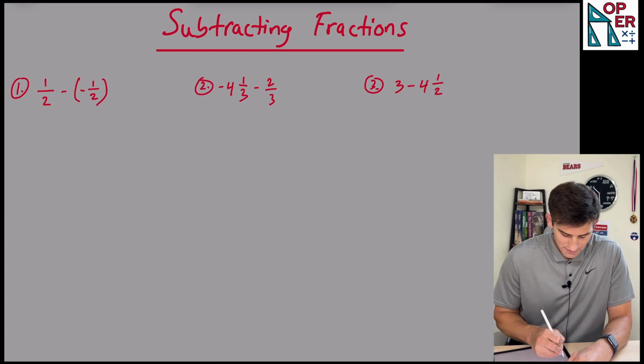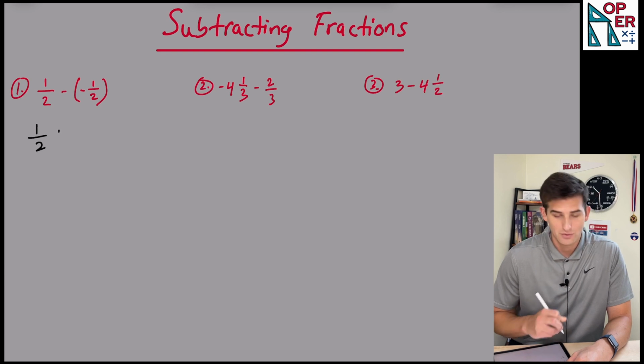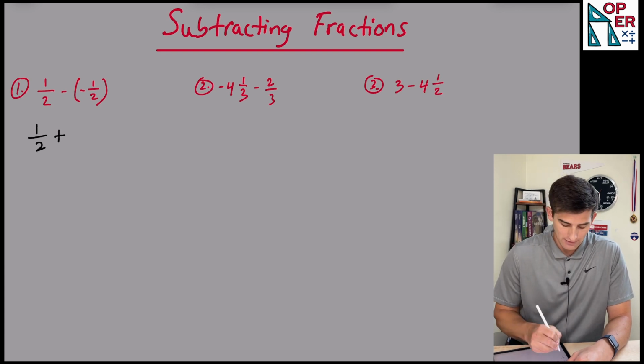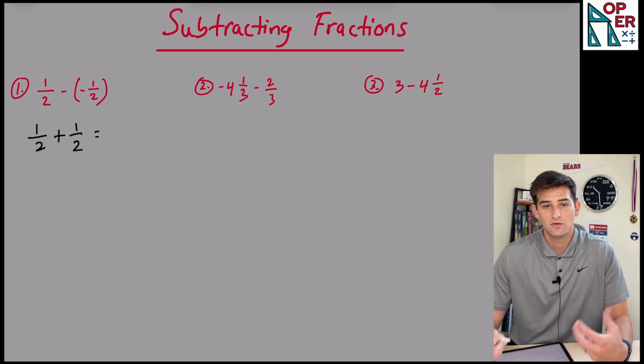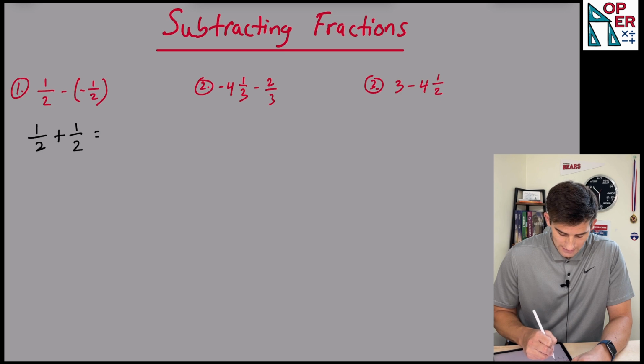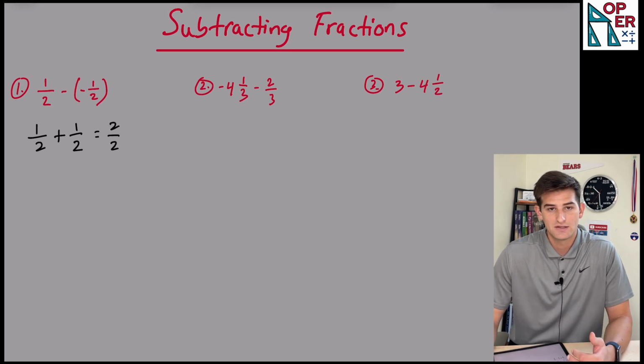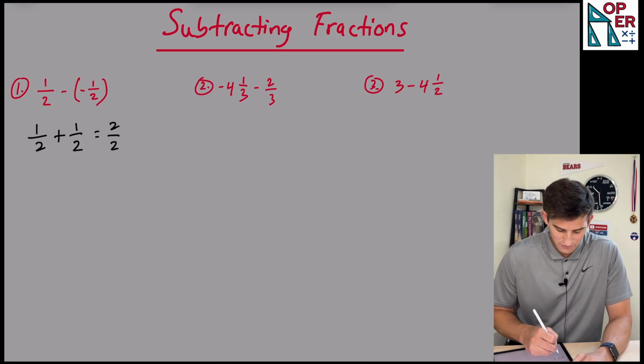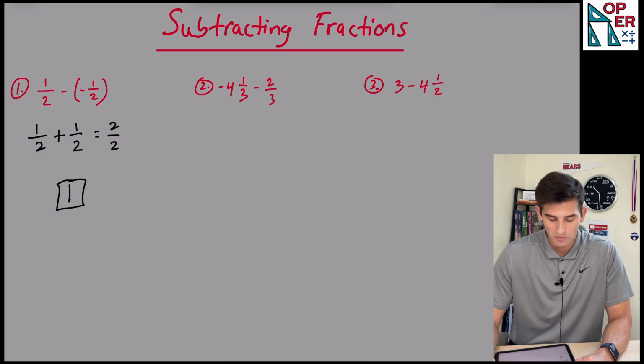So we could rewrite this as 1/2 plus, we're going to add the opposite of negative 1/2, which would just be 1/2. So now we have 1/2 plus 1/2. Well, the denominators are the same, so we can add straight across in our numerator and keep the denominator. So we get 2 over 2, and 2 divided by 2 would be 1, okay? All right, so our final answer would just be 1 for number 1.